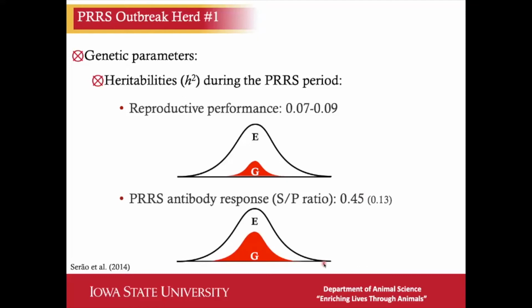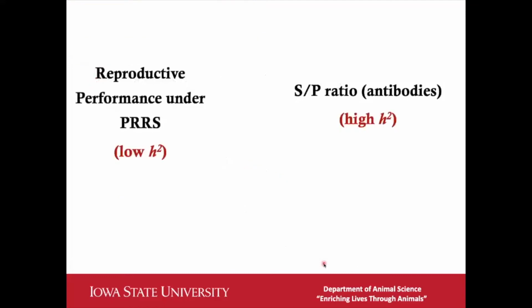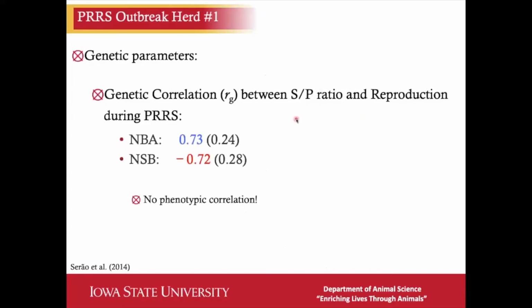So we naturally asked ourselves, what would be the relationship between reproductive performance under a PRRS infection and antibody response? Reproductive performance under PRRS infection is lowly heritable. SP ratio, so antibodies to PRRS, is highly heritable. And that's what we got. So we looked at the genetic relation between these two traits. And we observed that for number born alive, it was quite high and positive, and for number of stillborn piglets, it was quite high and negative.